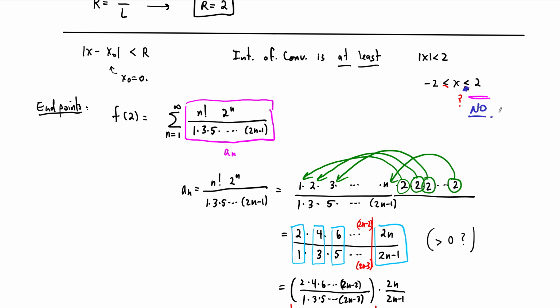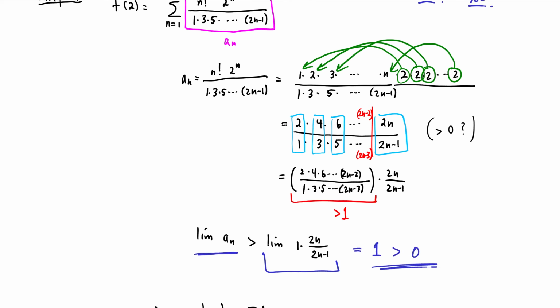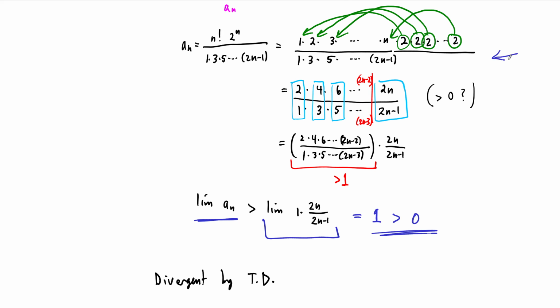I'm going to let you repeat this argument because it's basically the same. So repeat this argument here to show that -2 is also not included. The -2 is going to be alternating, but after you take out the alternating part, you'll see the rest of it is going to look just like this.